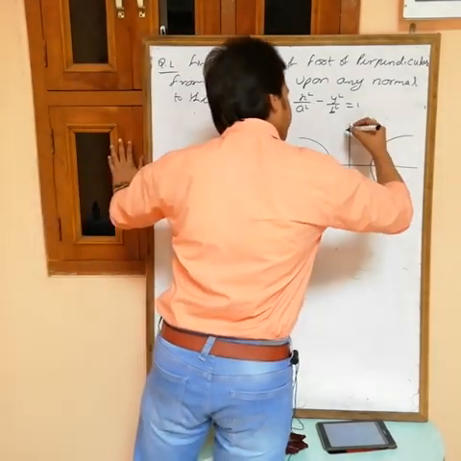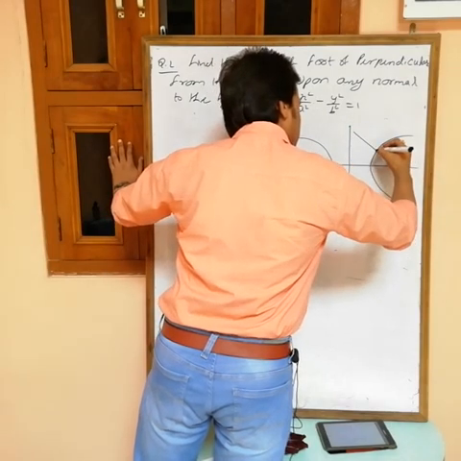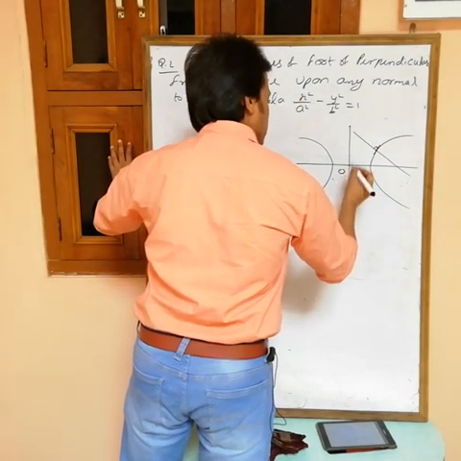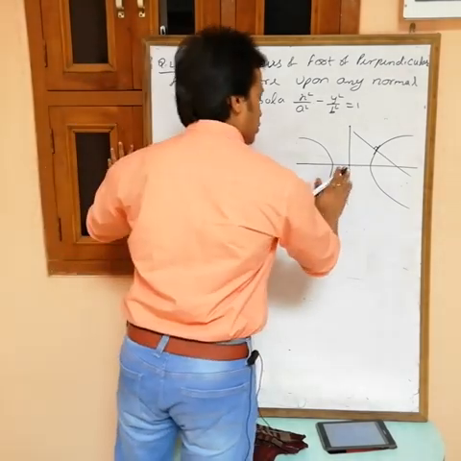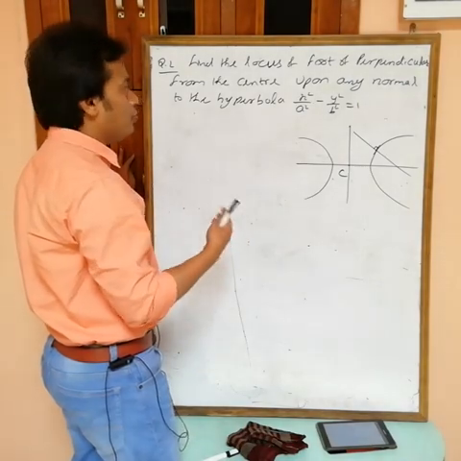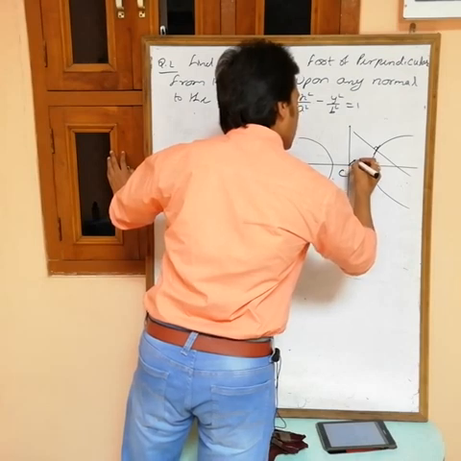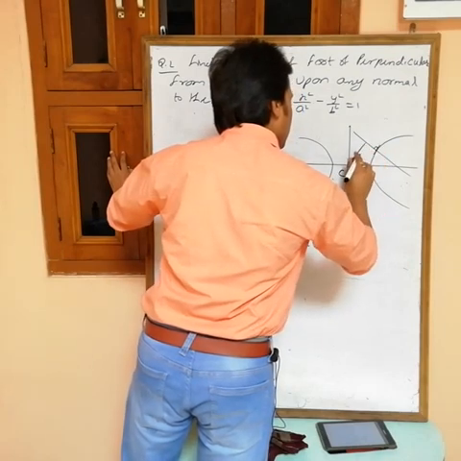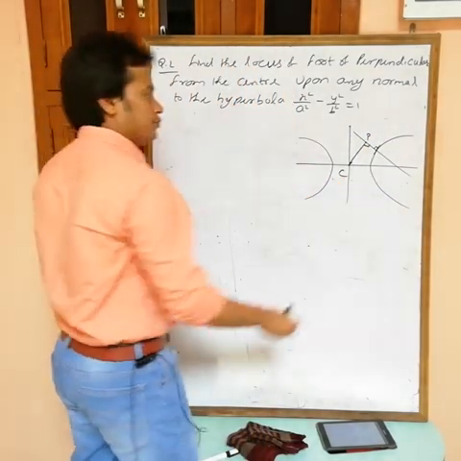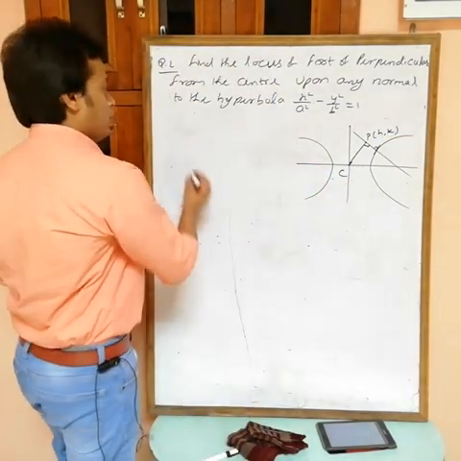Hyperbola, normal at any point. Suppose this is the normal at this point. Okay, and this is O, center of the hyperbola. So what do you want? We want locus of foot of perpendicular from center upon any normal. So this is perpendicular. Now you want locus of this point P, h comma k. Okay.